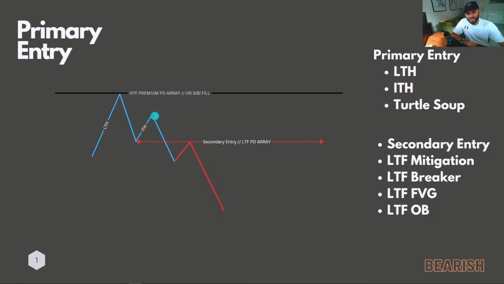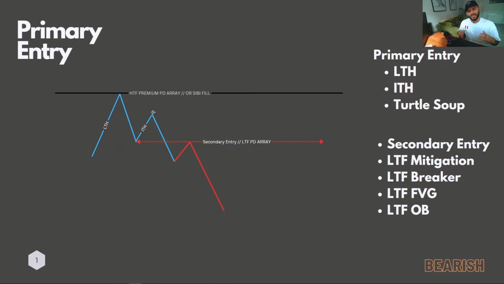My second option is an intermediate-term high. Again, when this forms, my stop goes above the intermediate-term high. Why? Because all of the inefficiencies and imbalances have been filled and the long-term high has filled the higher time frame PD array objective. So my intermediate-term high becomes where I place my stop.